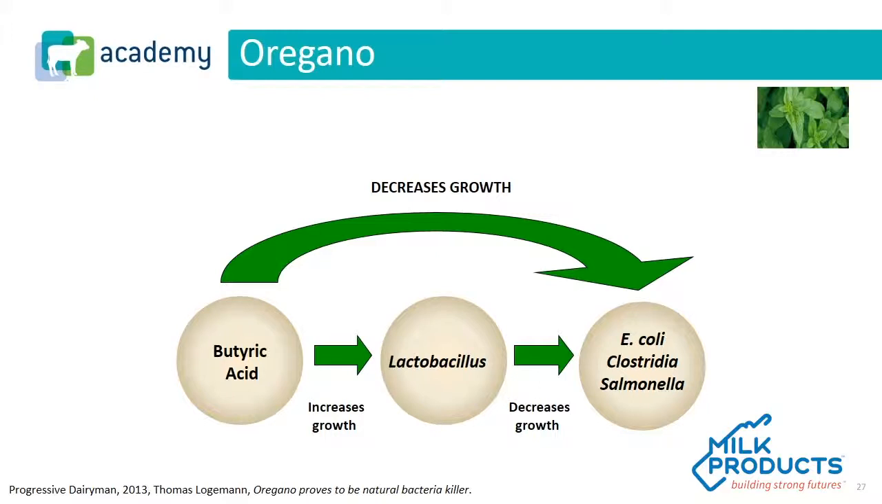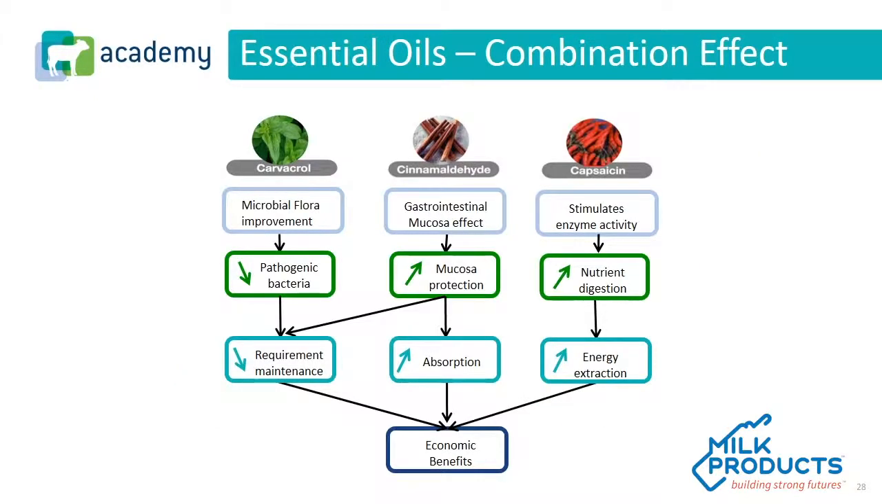Lactobacillus decreases the growth of those disease-causing organisms, as well as a direct effect of the butyric acid itself, which is enhanced by the carvacrol. So if you look at the effect of carvacrol, which is the active ingredient of oregano extract, it improves the beneficial microflora development, it decreases pathogenic bacteria, and it decreases the required maintenance of the calf or increases its feed efficiency. The extract of cinnamon, or cinnamaldehyde, has a direct effect on gut mucosal development.